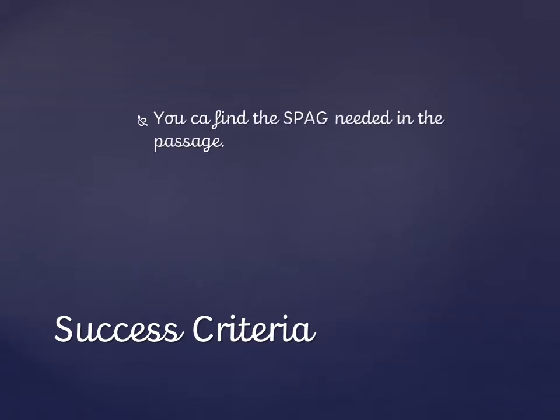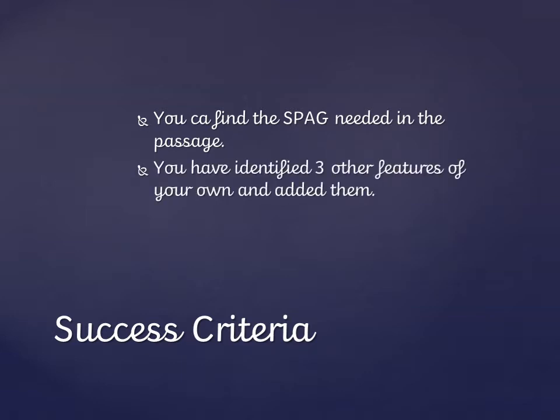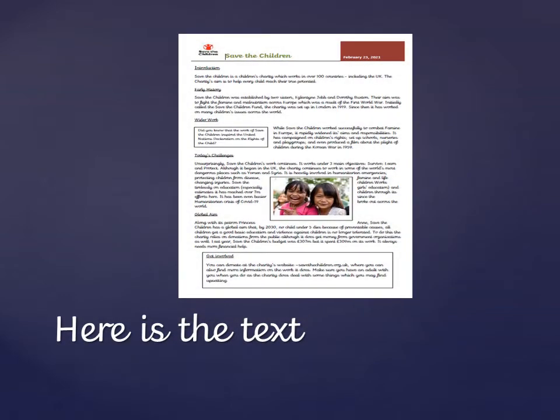By the end of the lesson, you should be able to find the SPaG needed in the passage, and you have identified 3 other features of your own and added them in. So we want you to add some features of your own which you should be able to spot. So here's the text. It's on Save the Children.